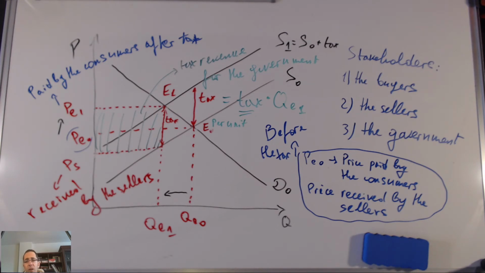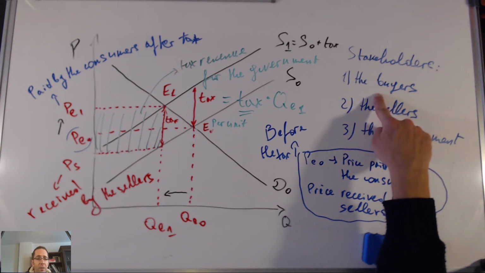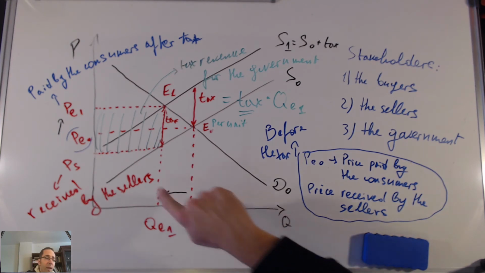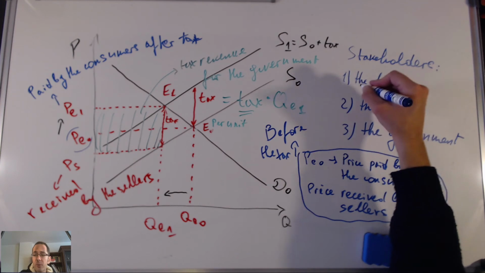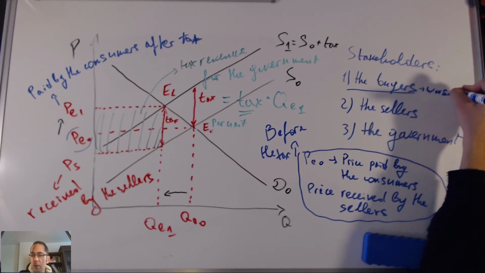So we can now have a look at the effect on every individual stakeholder. The buyers, before the tax, consumed QE0 and were paying a price of PE0. After the tax, they're consuming less, QE1, and they're paying a higher price, PE1. The sellers, before the tax, were selling QE0, and they were selling each unit for a price PE0, but after the tax, they're only selling QE1, and they're receiving PS, which is less than the original price they were receiving. So definitely the buyers and the sellers are worse off.